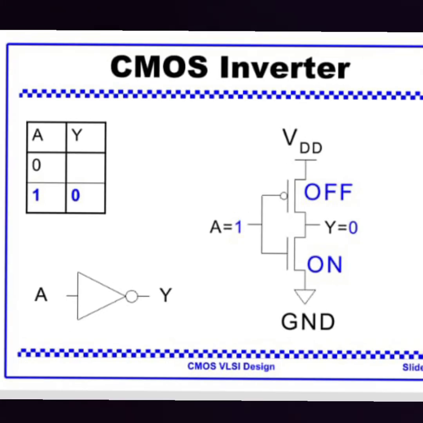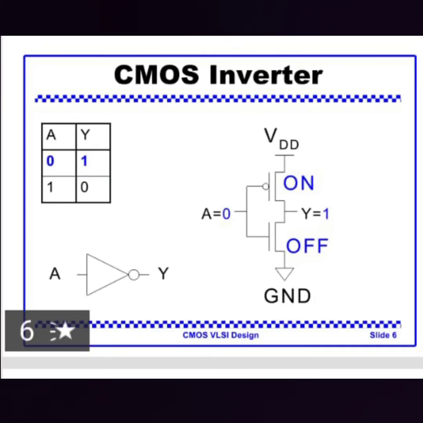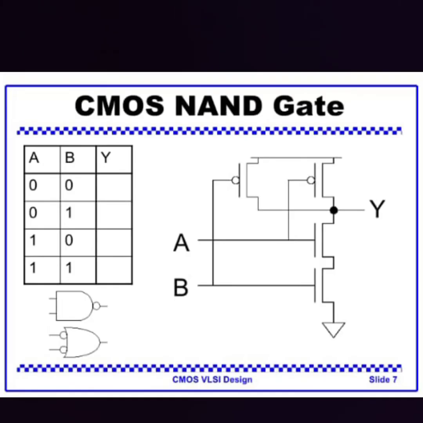So you can see the inverter. If the input is 1, NMOS will be switched on, so the output will be connected to ground, so the output is 0. If the input is 0, PMOS will be switched on, so the output becomes 1.